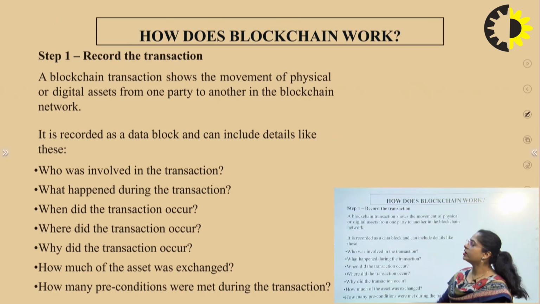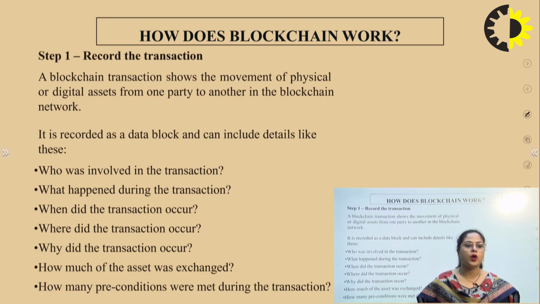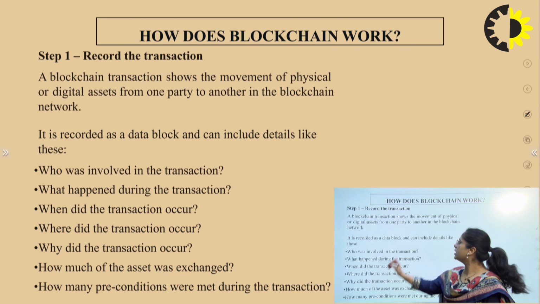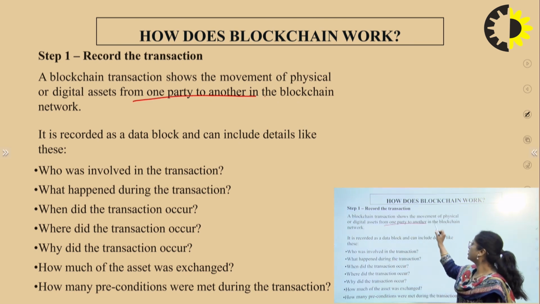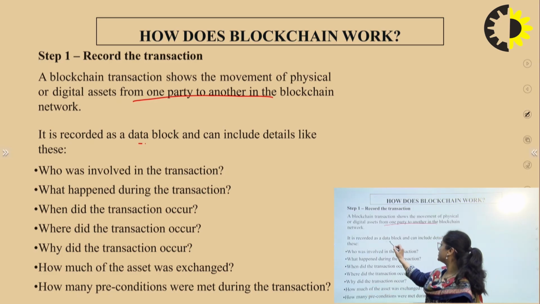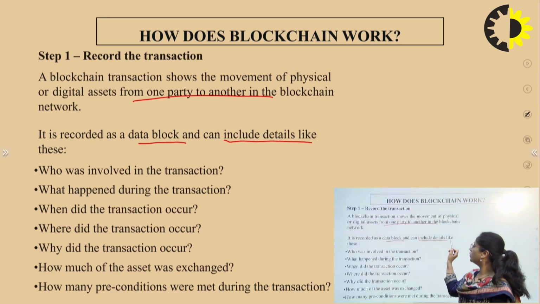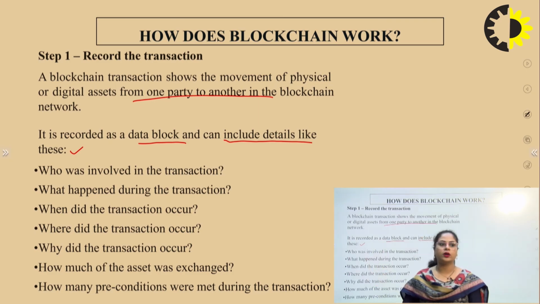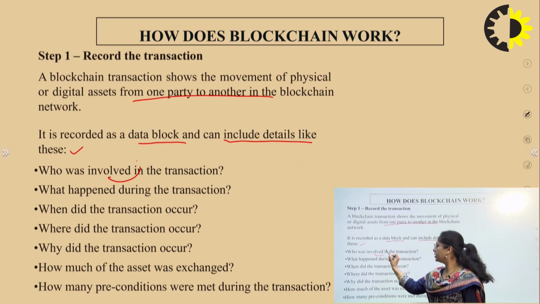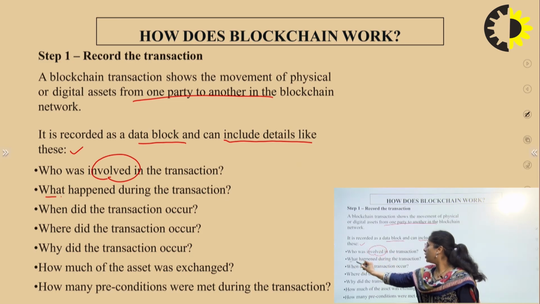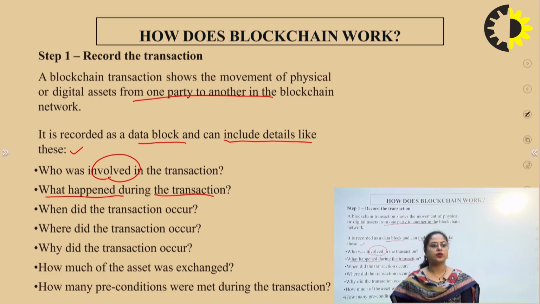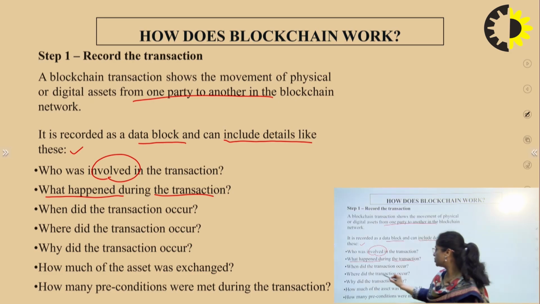Now, step 1, record the transactions. A blockchain transaction shows the movement of physical or digital assets from one party to another in the blockchain network. It is recorded as a data block and can include details like these. In one block, there are different types of information like who was involved in the transactions, what happened during the transactions, when did the transactions occur, where did the transactions occur.